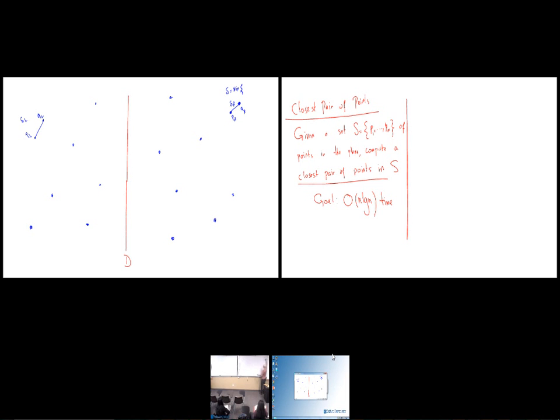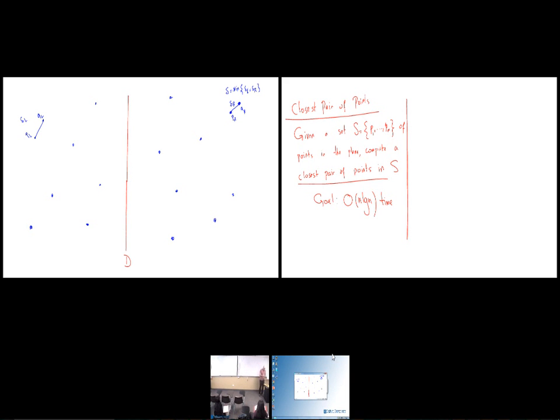These are two numbers we know because we have the two pairs, so we know delta L and delta R, and we can compute their minimum. Now the observation is that any interesting pair that comes from either side of the line has to be confined to a certain geometric area. It cannot be anywhere in the plane. We can restrict it to the area between two vertical lines, each within distance delta from D.